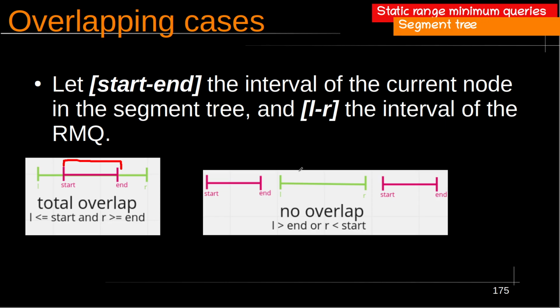If we have no overlap, we have two cases. If L, the left boundary, is greater than the end of the interval of that node, or the right boundary is less than the start, we have two cases here, which means this interval is completely outside. We have this first case, or this case too.